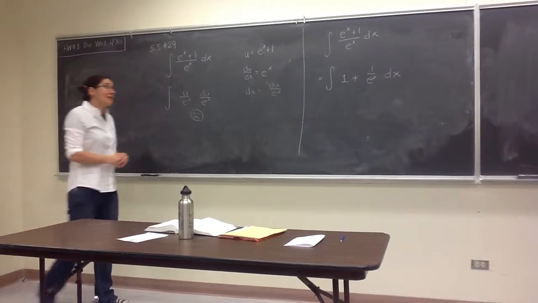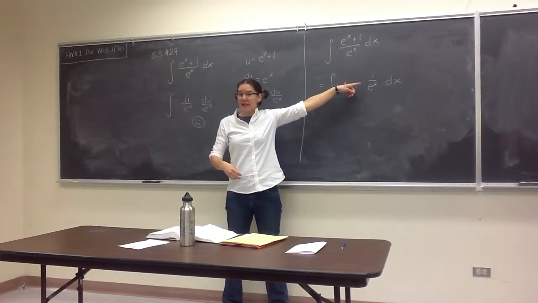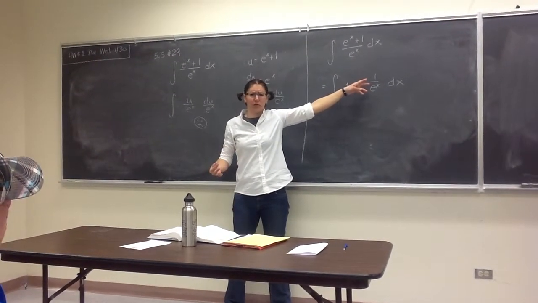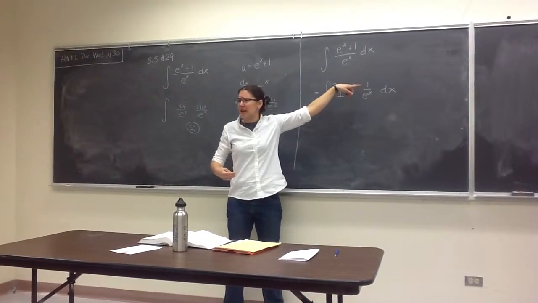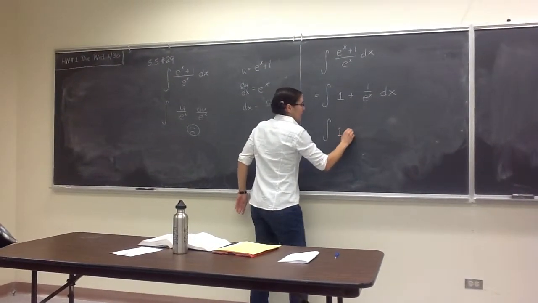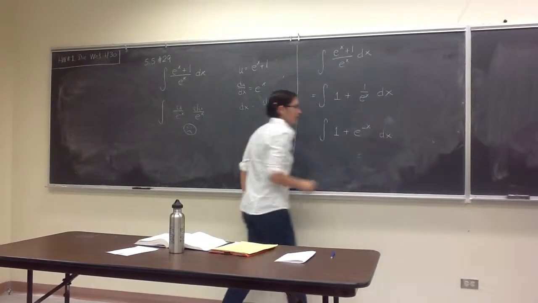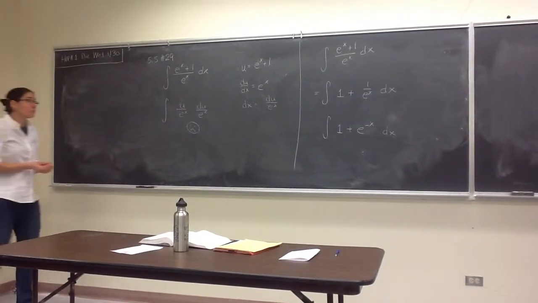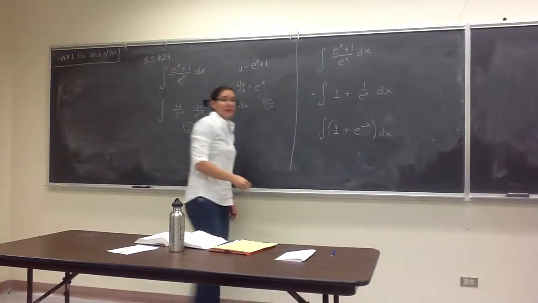And so now life is a little bit better. This 1 over e to the x, I don't like that too much, and I don't know how to deal with fractions. I don't have a quotient rule for antiderivatives. So one thing I might do is rewrite this guy to look a little nicer with no fractions. I can do that as e to the negative x. So I have the integral of 1 plus e to the negative x dx. Now at this point, life becomes a little bit better.